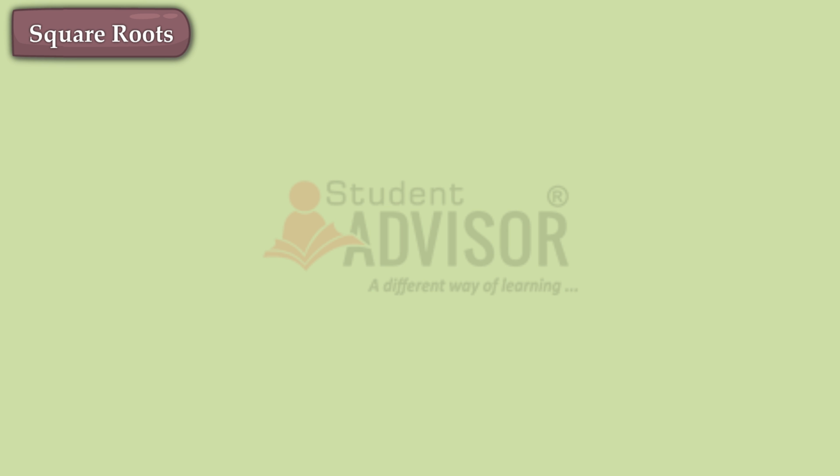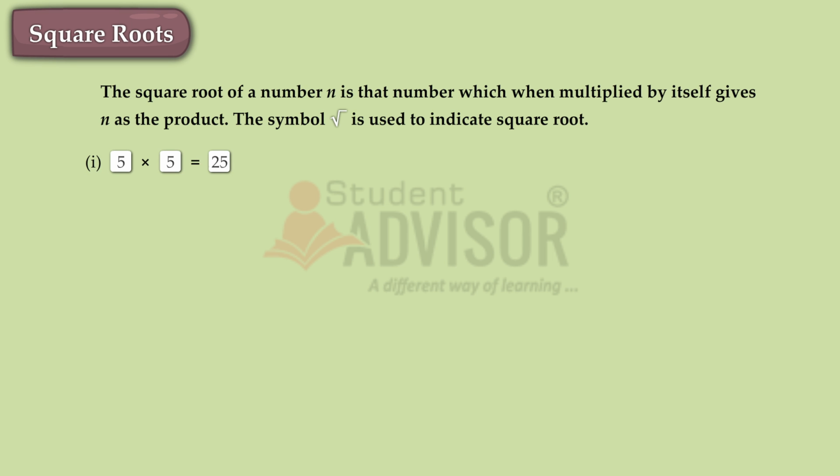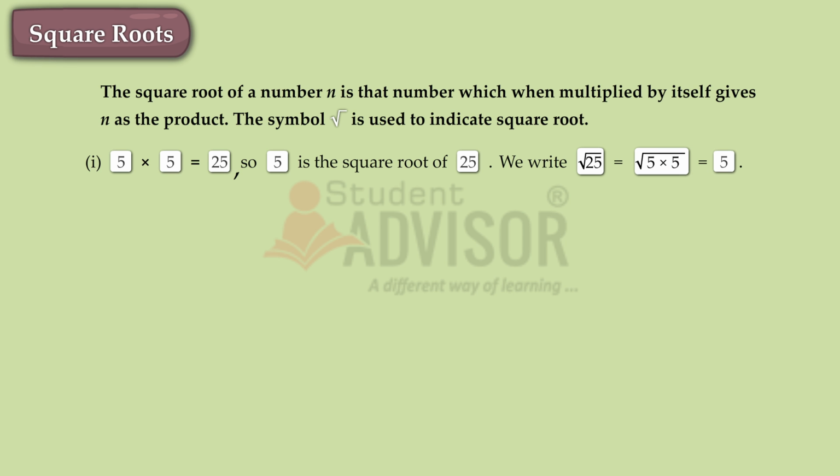Meaning of square root. The square root of a number n is that number which when multiplied by itself gives n as the product. The symbol √ is used to indicate square root. Example: 5 multiply 5 equals 25, so 5 is square root of 25. We write square root of 25 equals square root of 5 multiply 5 equals 5.